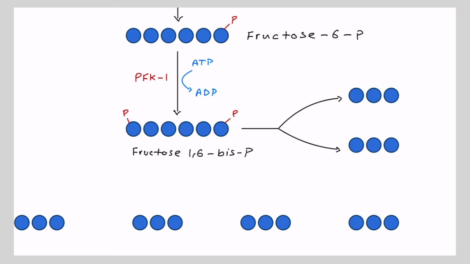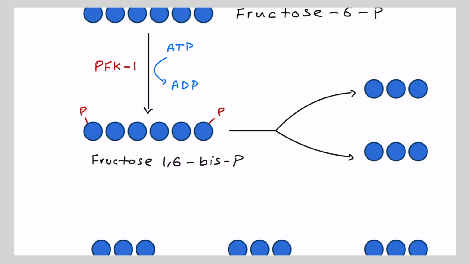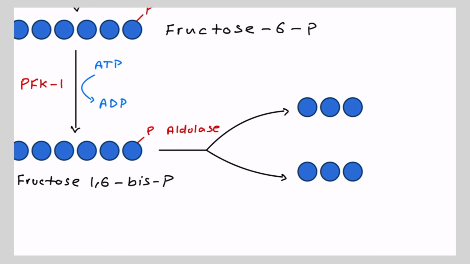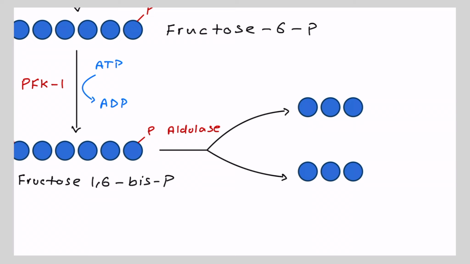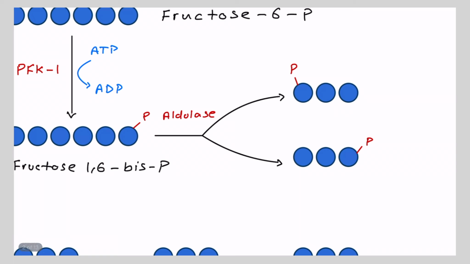Now, the enzyme that's responsible here is called aldolase. And what is it doing? It's doing an aldol cleavage. And we're going to have two molecules here, okay? One of them is going to have a phosphate group on carbon number 1. The other one is going to have a phosphate group on carbon number 6. One of these is going to be called dihydroxyacetone phosphate. And the other one is going to be called glyceraldehyde 3 phosphate.